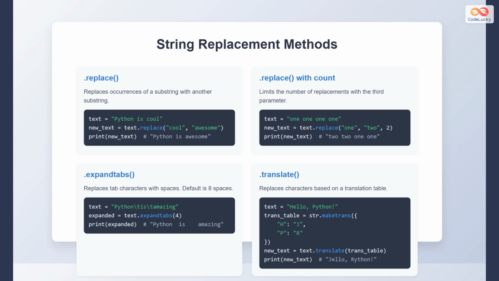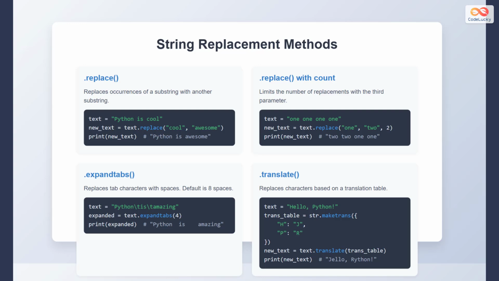Now let's discuss string replacement methods. The first method is .replace(). This method replaces occurrences of a substring with another substring. For example, if you have the text "Python is cool" and you replace "cool" with "awesome", the new text will be "Python is awesome". The .replace() method can also limit the number of replacements by using the third parameter. For example, if you have the text "1111" and you replace "1" with "2" with a count of 2, the new text will be "2211".